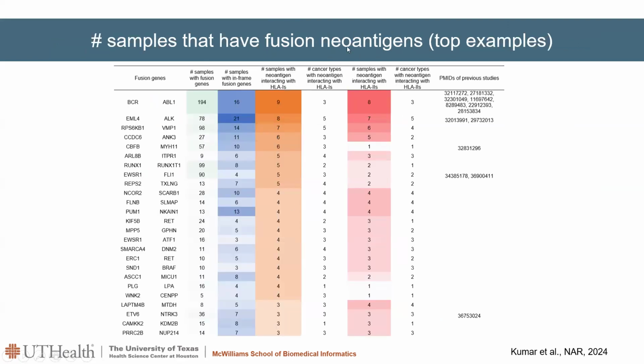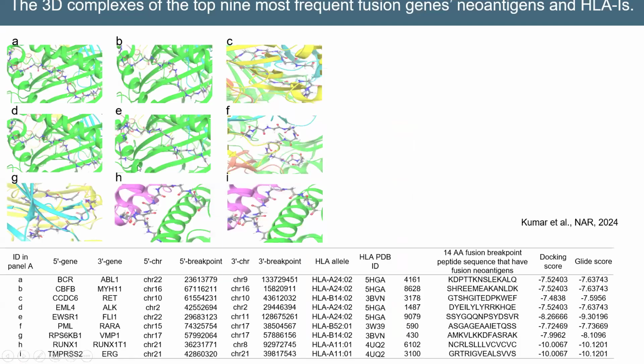This is the top example that has the fusion neoantigen, and how many samples. BCIB1 has the largest number of samples with this fusion gene, with the fusion neoantigen based on HLA-1 and 2. And this is the 3D complex of the top 9 most frequent fusion genes, neoantigens, and HLAs. The large one is the HLA molecule, and the middle one, the peptide, is our fusion neoantigen. The detailed information of individual fusion genes is shown in this table.